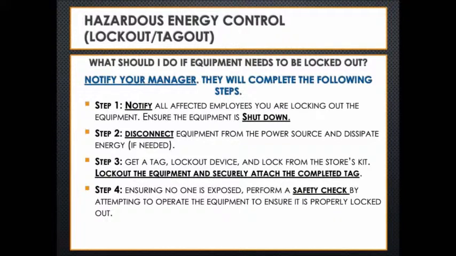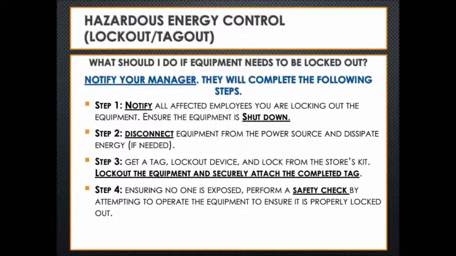So what should you do if you find that equipment is unsafe to operate? First, notify your manager or supervisor. They will complete the following steps. Step 1. Notify all affected employees that you are locking out the equipment. Ensure that the equipment is shut down. Step 2. Disconnect the equipment from the power source and dissipate energy if you need to. This could mean lowering the forks on the forklift all the way to the ground and then turning it off and removing the key, or simply unplugging electrical equipment.